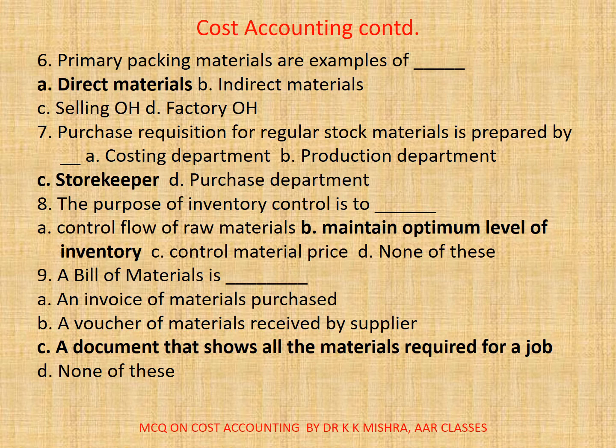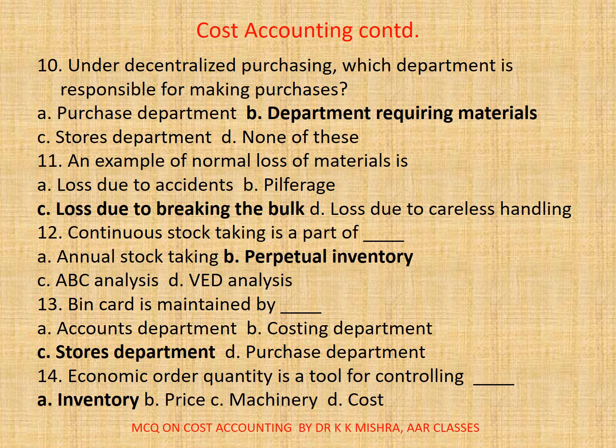9. A bill of materials is dash. A. An invoice of materials purchased, B. A voucher of materials received by supplier, C. A document that shows all the materials required for a job, D. None. The correct option is C. A document that shows all the materials required for a job. 10. Under decentralized purchasing, which department is responsible for making purchases? So here correct option is B. Department requiring materials. 11. An example of normal loss of materials is, correct option is C. Loss due to breaking the bulk.